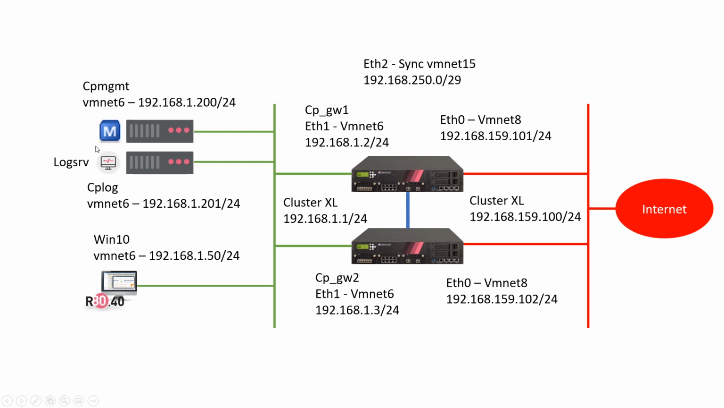So we will add this in VMware, we will add it in VMnet 6 and we will give it an IP address and we will put it on the same VLAN as the management server. It doesn't need to be, but it needs to have connectivity to the management server.